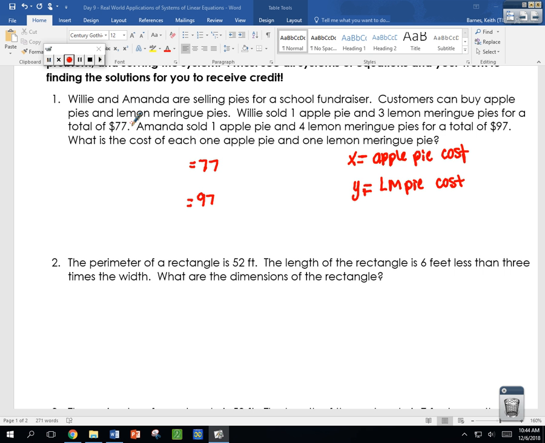So how did they come up with the total of 77? Well, 1 apple pie, so 1 times x, plus 3 lemon meringue pies, 3 times y. And then Amanda has 1 apple pie and 4 lemon meringue pies, so that helped me come up with 97. Now when I went to go solve this, I would use the elimination method because they're already lined up, but they don't automatically cancel, so I would have to multiply the equations by something to make that happen.